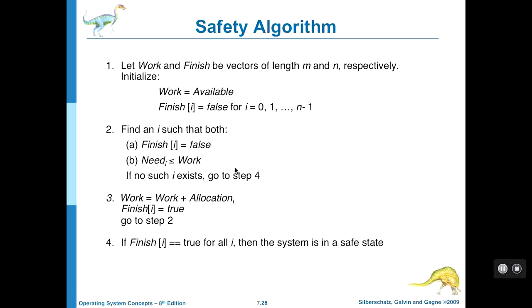If you get to number 4 and you've managed to mark true for all the processes, then the system is in a safe state. If you get to 4 and you cannot mark true for all the processes, then it is in an unsafe state. And step 3 is where you try to mark the processes as they have enough to finish. Work equals work plus allocation. Finish equals true, then go to step 2. And so you kind of loop between 2 and 3 until you can't do 3 anymore because there are no more processes, and you go to 4 and decide if you're in a safe state.